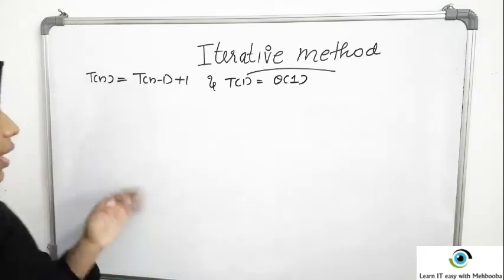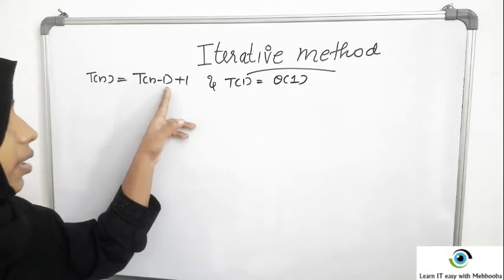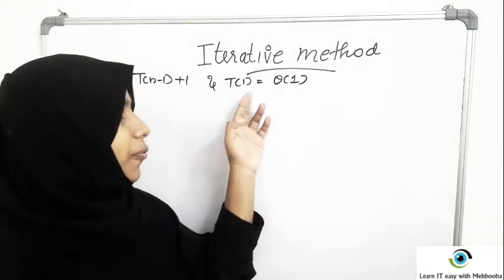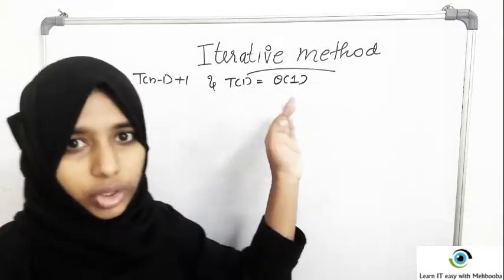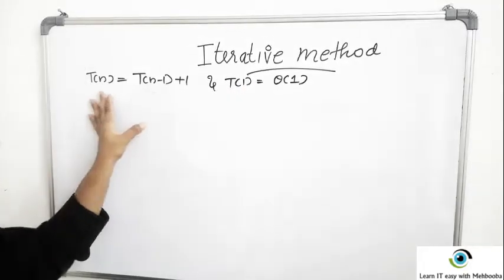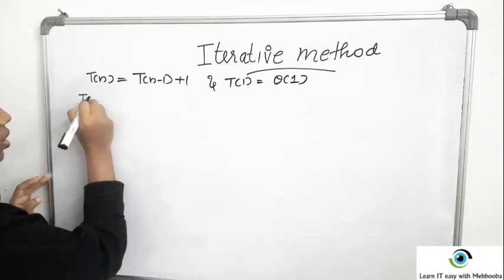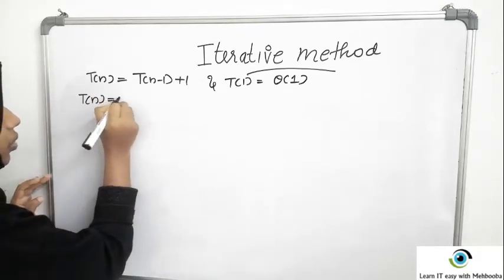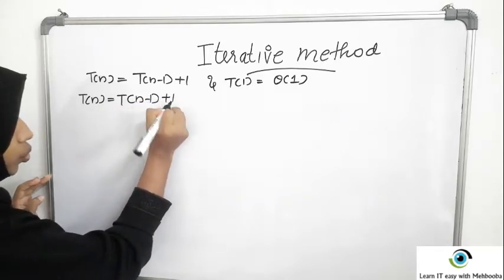So here is our next example. T of n is equal to t of n minus 1 plus 1, and t of 1 is equal to theta of 1. So this will give you the stopping condition. This is the worst case complexity and we will consider this. So t of n is equal to t of n minus 1 plus 1.